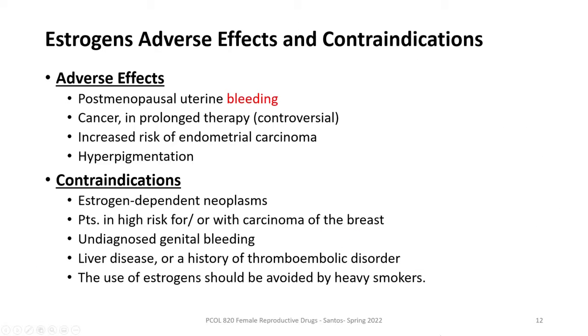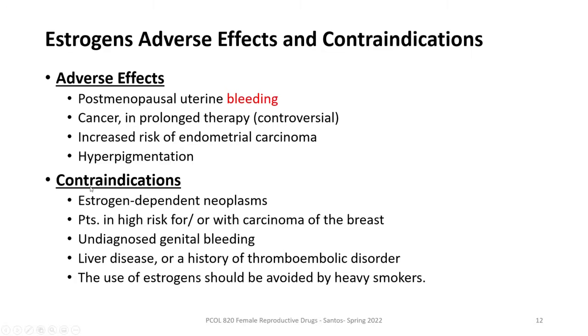So, estrogen adverse effects and contraindications. In terms of adverse effects, it's important to highlight postmenopausal uterine bleeding. It's possible, but controversial, that they might promote cancer if used as prolonged therapy. They increase the risk of endometrial carcinoma and hyperpigmentation.